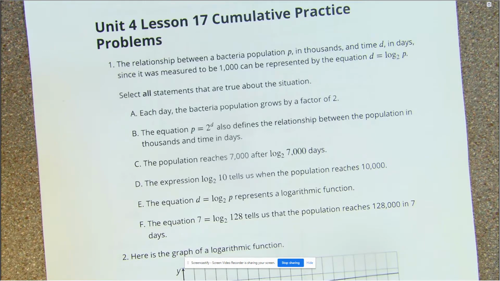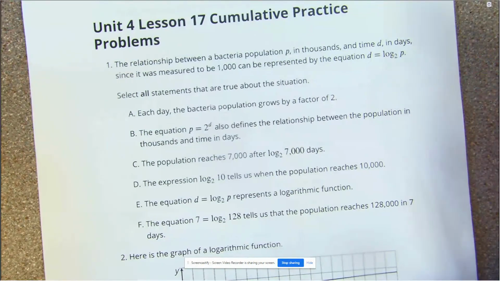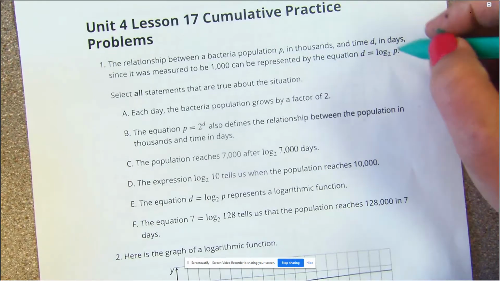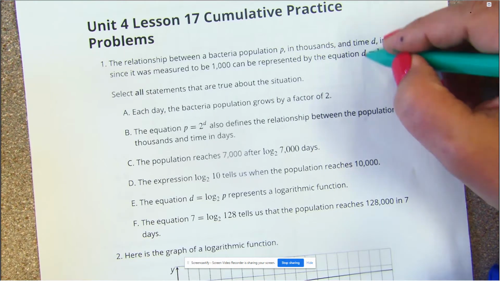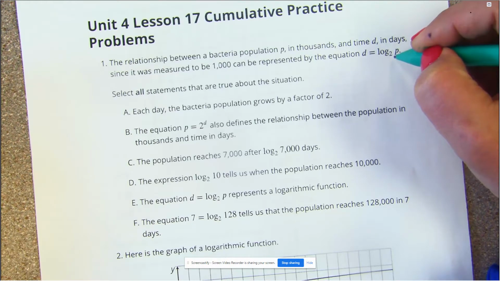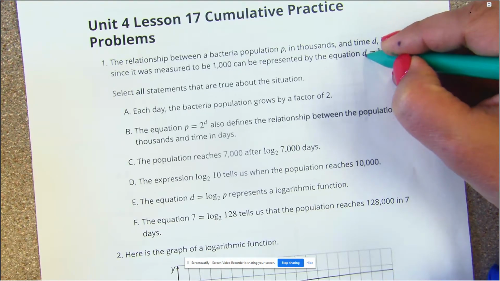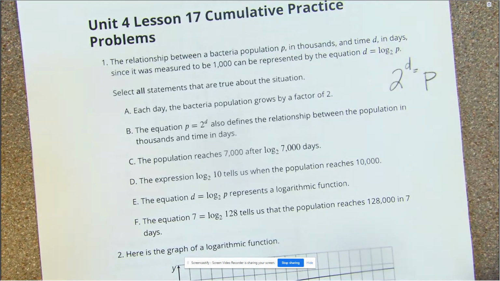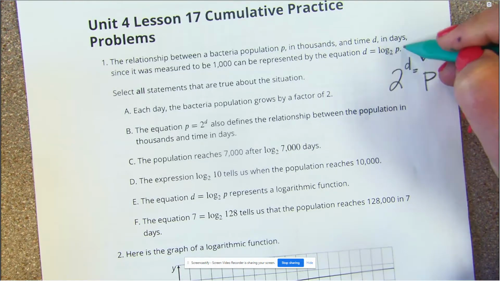Number 1, the relationship between a bacteria population p in thousands and time d in days, since it was measured to be 1,000, can be represented by the equation d equals log base 2 of p. So they've written it as a logarithmic function, and we're going to select all the statements that are true. Now, I think it's also helpful, because this is sort of a new way to think about it, to rewrite it as an exponential. So that's 2 to the d equals p. That's the equivalent exponential expression.